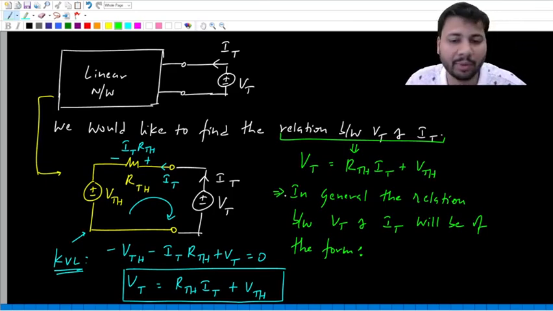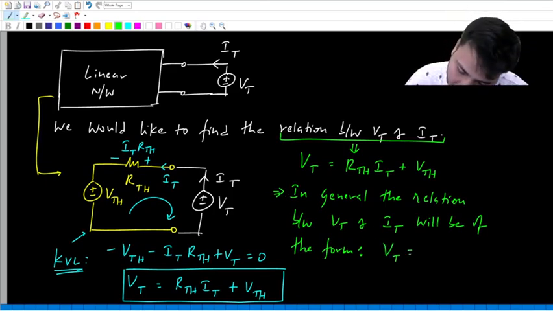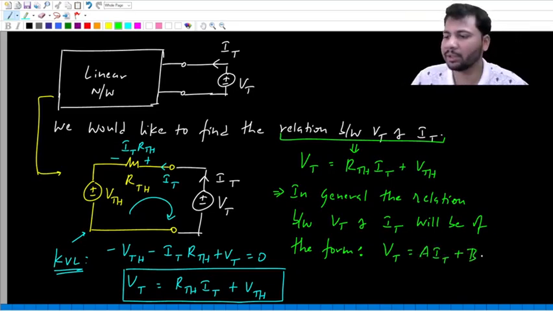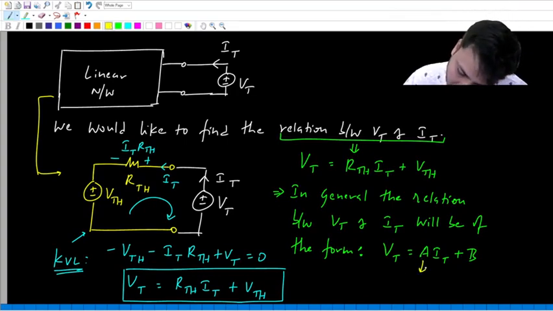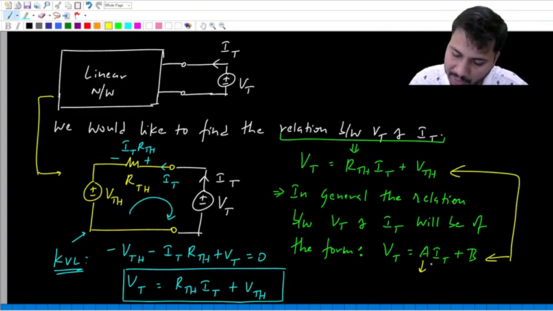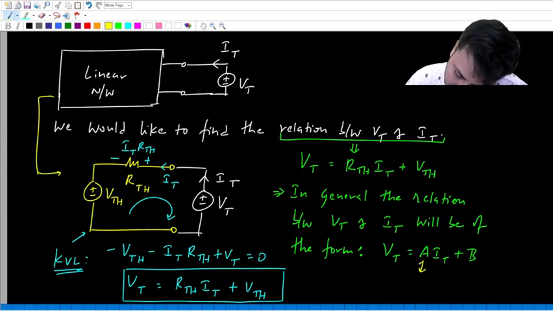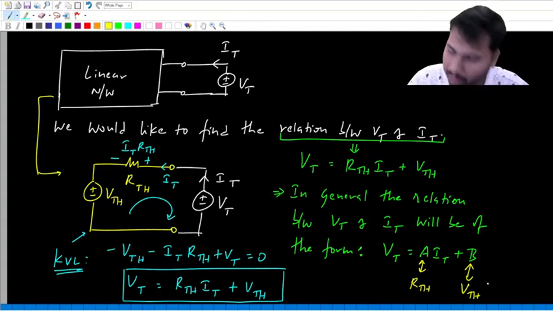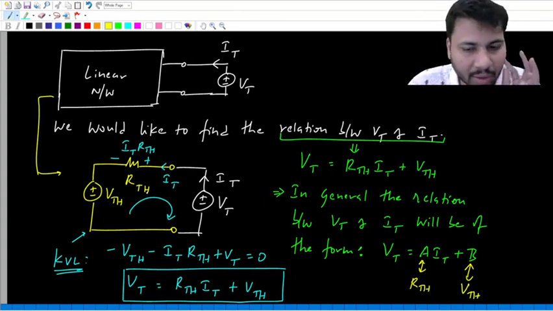In general, the relation between Vt and It will be of the form Vt equal to A It plus B, where A is what? Compare this with this equation. If you compare these two, then A is nothing but Rth, and B is nothing but the Thevenin voltage, that is Vth. Understood?